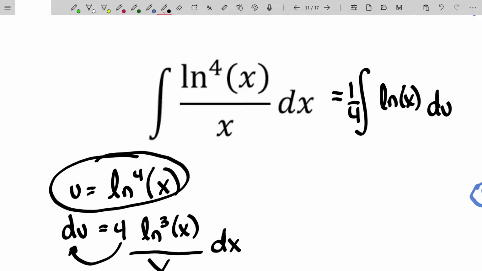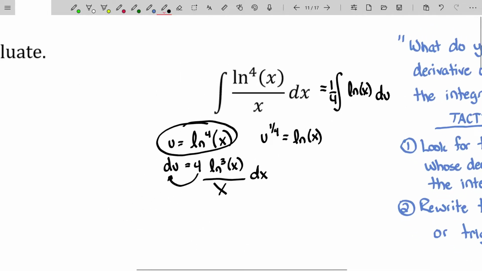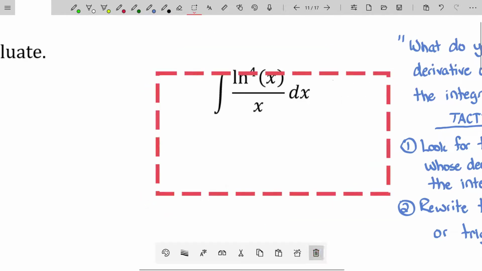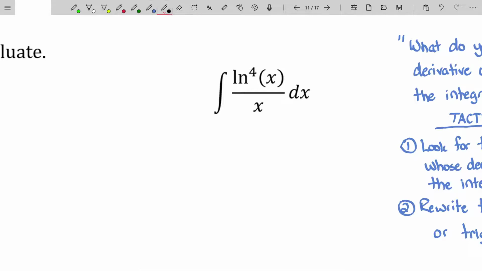I technically could trade it out. I absolutely could. So somebody could say, well, yeah, but you could take the 4th root of both sides. So u to the 1/4 is equal to the natural log of x. And that is absolutely true. You could do that. Totally. But you're kind of at that point making it a bigger problem than it needs to be. I think this problem will work much better if you just let u equal the natural log.